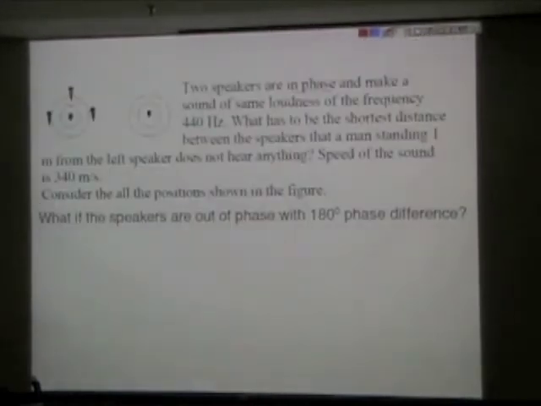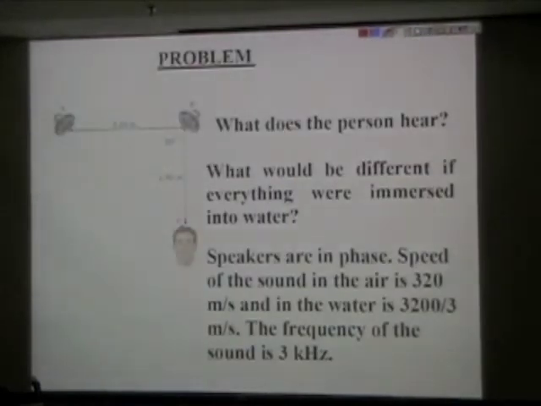Well, there are more possible problems. You can practice at home. This is the question I want to ask you. We're not going to do any calculations, but what's going to happen, do you think, if we immerse the whole system in different media? The most important question is, what is happening to the wavelength? So that's what I'm going to ask you.